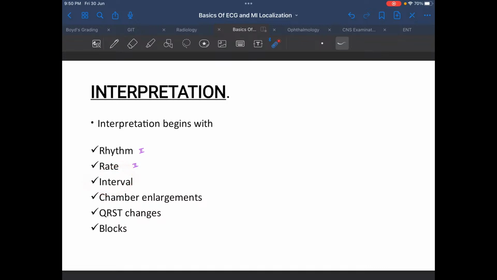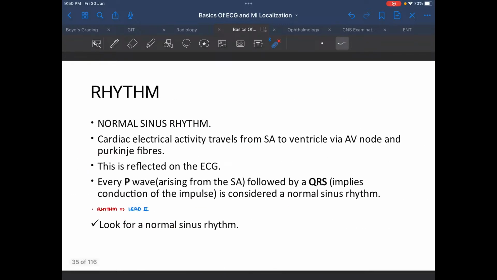Then I'm going to check the different intervals that I have. I'm going to check the PR interval, the QRS duration, and the QT interval, right? All of this I'm going to do. What next? I'm going to see whether there is any chamber enlargement or not. Is there any left atrial enlargement? Is there any right atrial enlargement? Right? Anything like that? Are there any blocks or any QRST changes? This is the sequence that I want you to go by. The main thing is always to check the rhythm and the rate first. So what is rhythm?